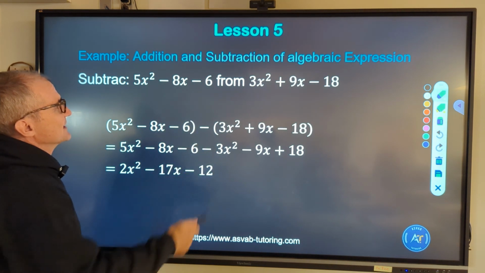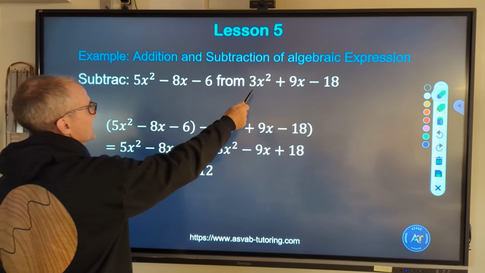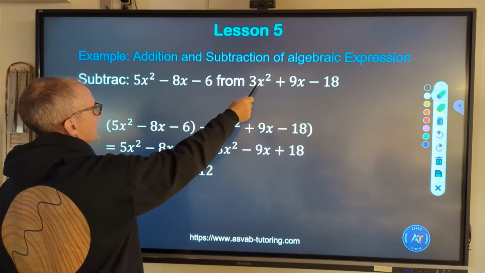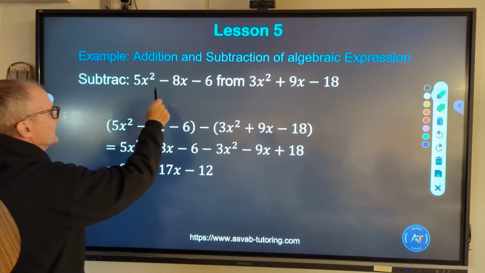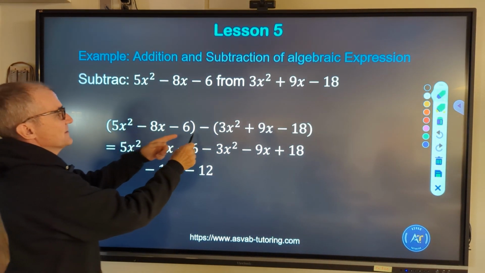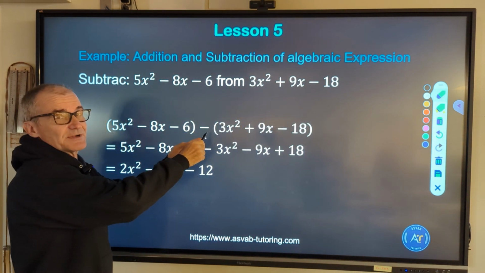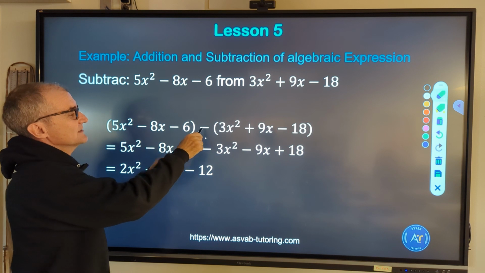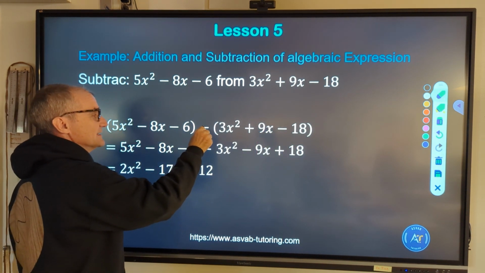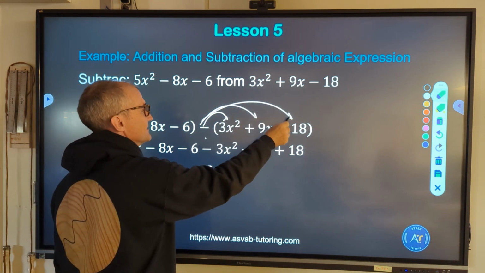Okay, here's another example. Now we're looking at subtraction of algebraic expressions. So subtract this from this. Actually, that wording's a little incorrect. I'm going to take that thing and subtract it from this. So what I'm saying is 5x squared minus 8x minus 6 minus this whole thing. This is a really common test problem right here. And the key is you got to distribute that negative through that quantity. Meaning I got to take that negative and put it to this term, and to this term.